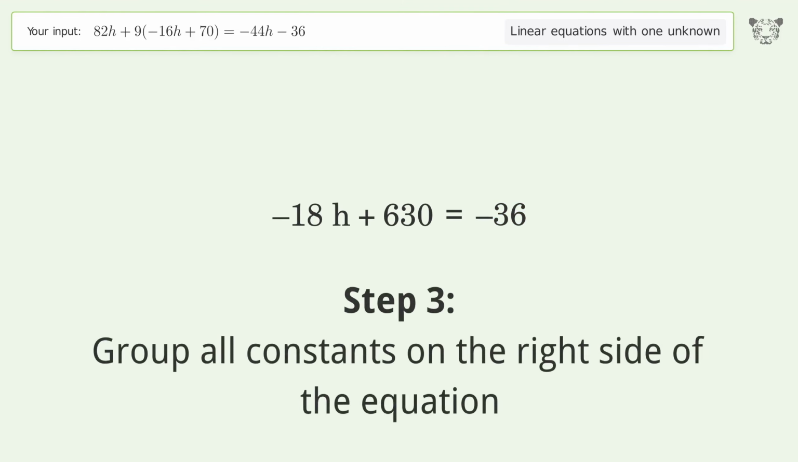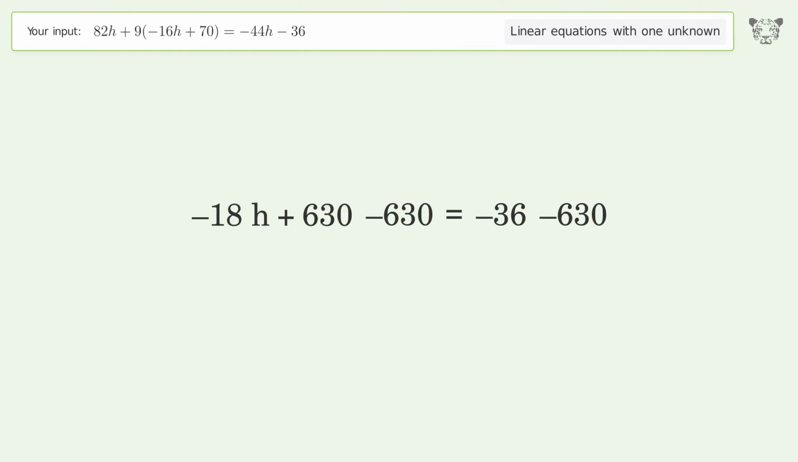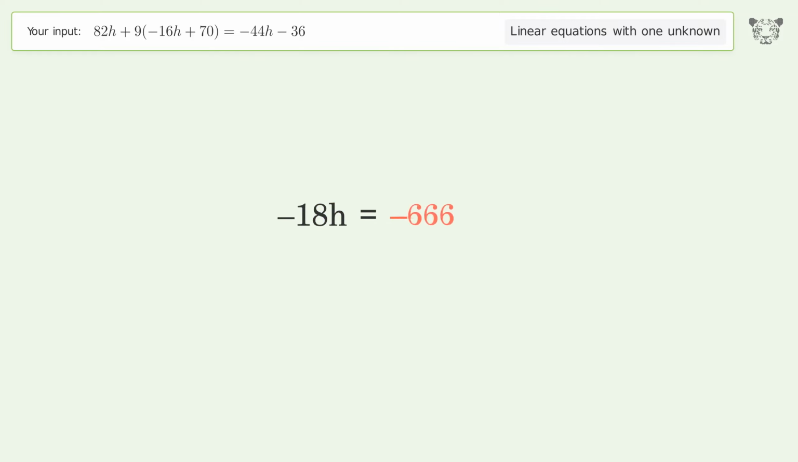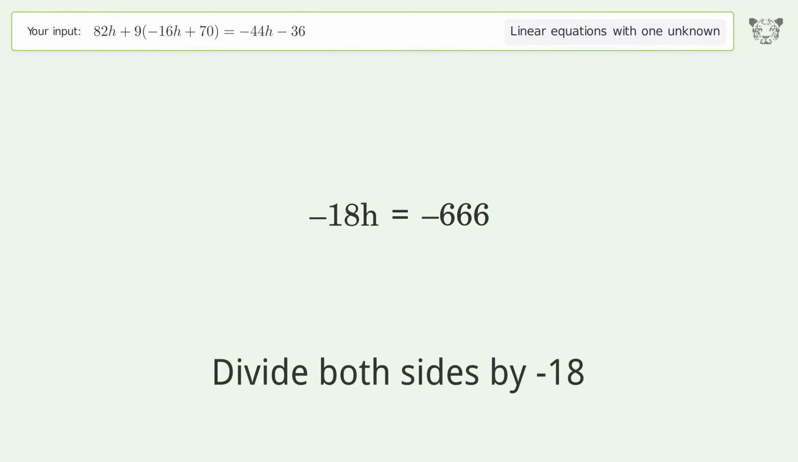Group all constants on the right side of the equation. Subtract 630 from both sides. Simplify the arithmetic. Isolate the h. Divide both sides by -18.